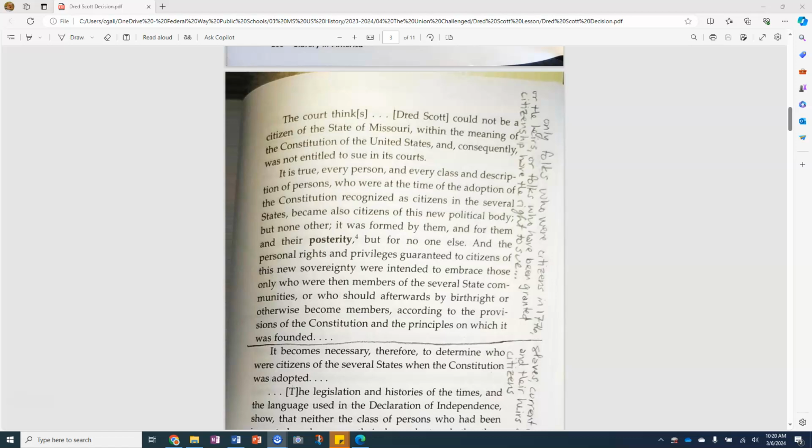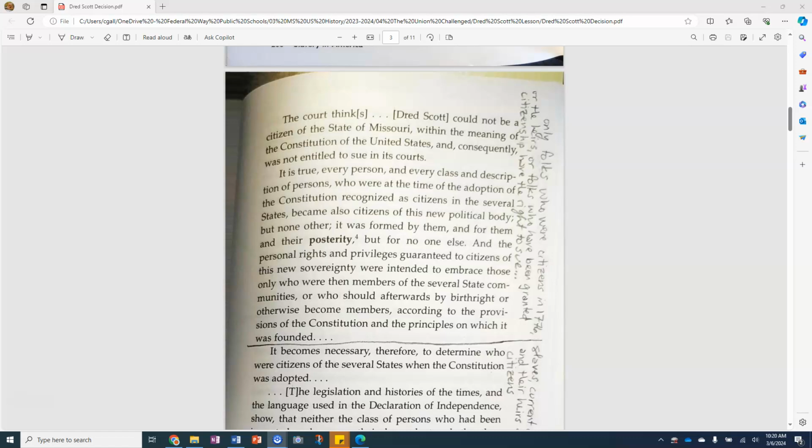Okay, so they also became citizens of the new political body. So if you were a citizen of a state during the Revolution and that period immediately after, right, then you became a citizen of the new country. Okay? But nobody else did. It was formed by those folks who were citizens at the time, and for them and their posterity, but for no one else. Posterity means like your kids and your grandkids and on down the line.